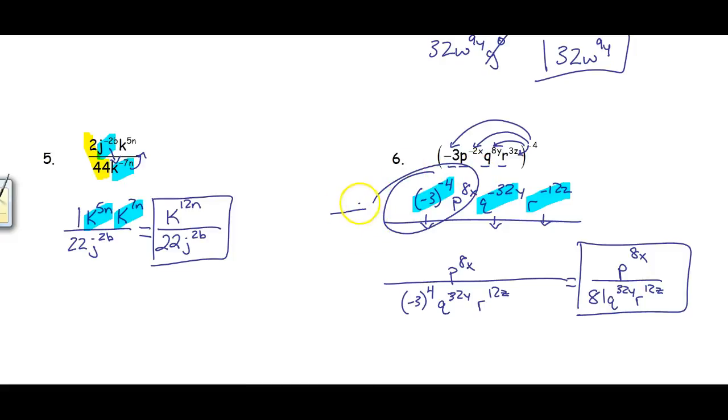Now if you messed up at all here, it was probably in this step. Make sure when you do this step, you keep that negative 3 in parentheses the whole time until you get rid of the negative exponent. It's going to help you out a little bit.